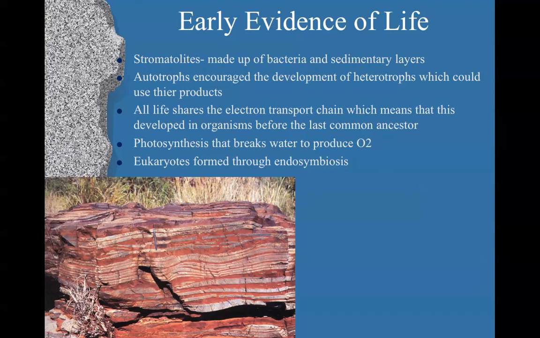We also know that all life shares electron transport chains, which means that the electron transport chain was something that was found in the organisms before we had the last common ancestor. So we're going to talk about the electron transport chain quite frequently here in the next couple of chapters, and so it's just an important idea to keep in our minds. It's used in both cellular respiration and photosynthesis.